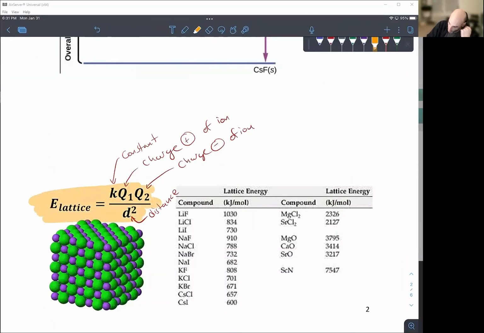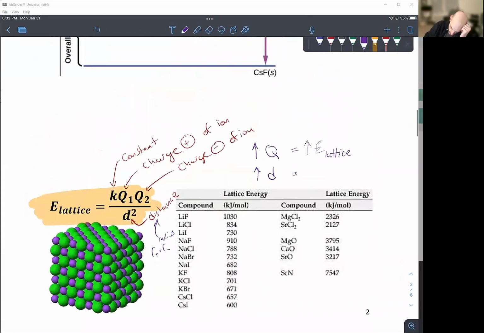So before we look at this little table, let's confirm what we expect to find on this table. If I increase the charge, what happens to the energy of the lattice? They're directly proportional because they're both on the top. So if I increase the Q, if I increase the charge, I'm going to increase the energy of the lattice. If I increase the distance, they're inversely proportional. If I move them further apart, essentially, the distance is the radius, the radius of the positive and the radius of the negative. It's the distance that the nuclei are apart.